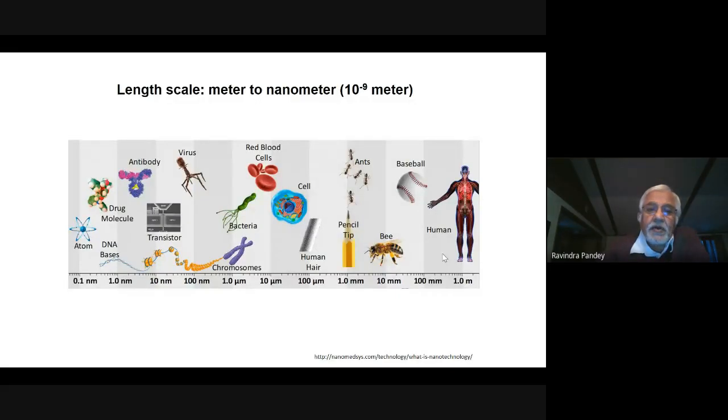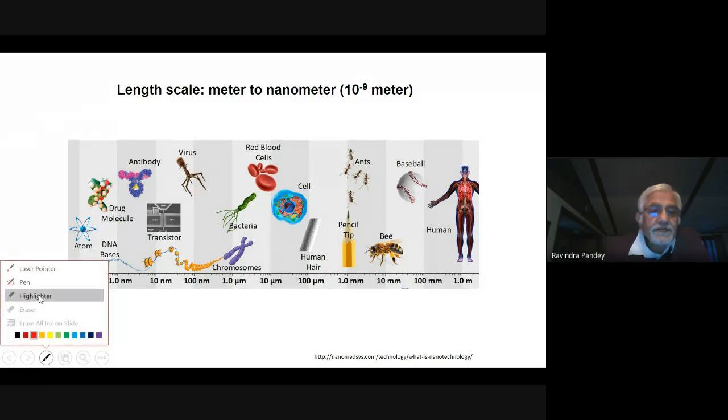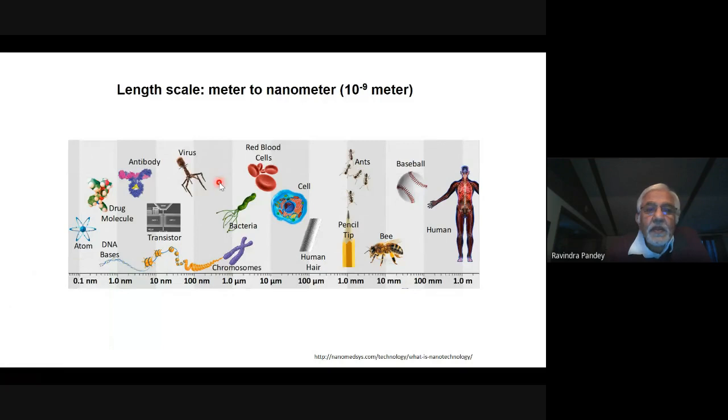So this is what I call a little pretty pictures, which gives you an idea about what exactly the length scale we are talking about. As you know, if you look at the meter, sort of a human size, and if you go further down, we have a nanometer size: the DNA basis, an atom, and also a transistor, drug molecule, antibody. They all sort of come in this area.